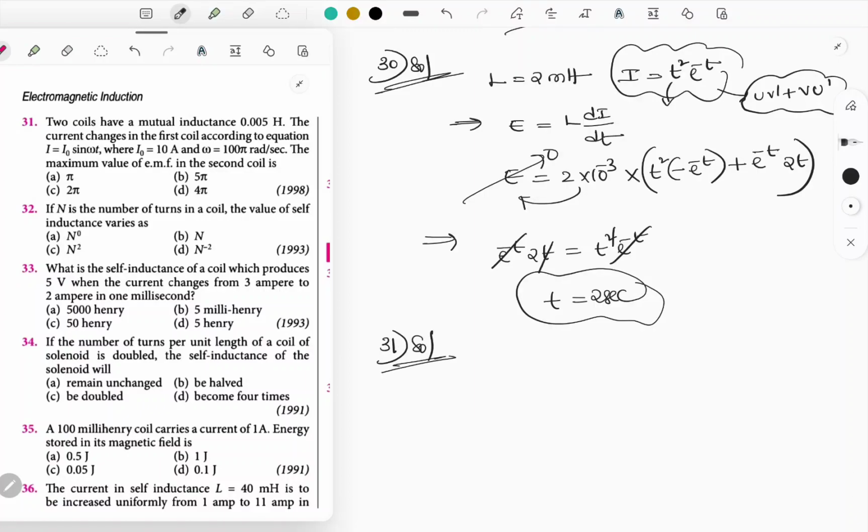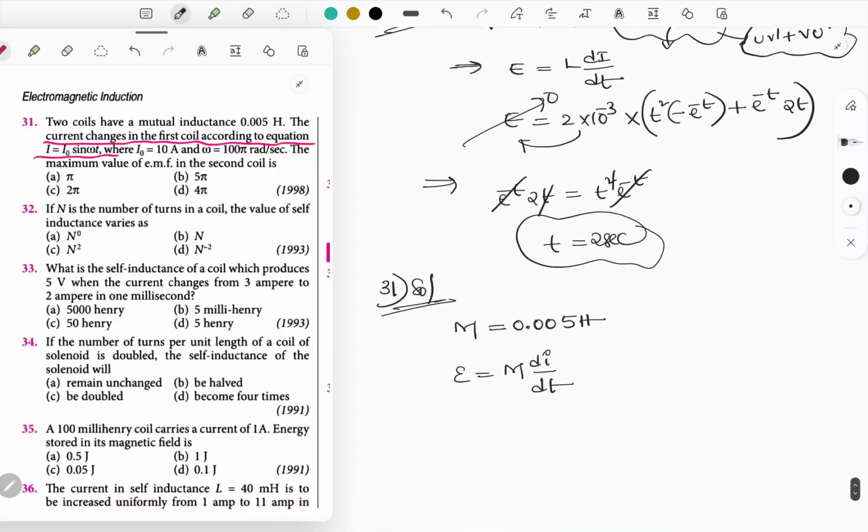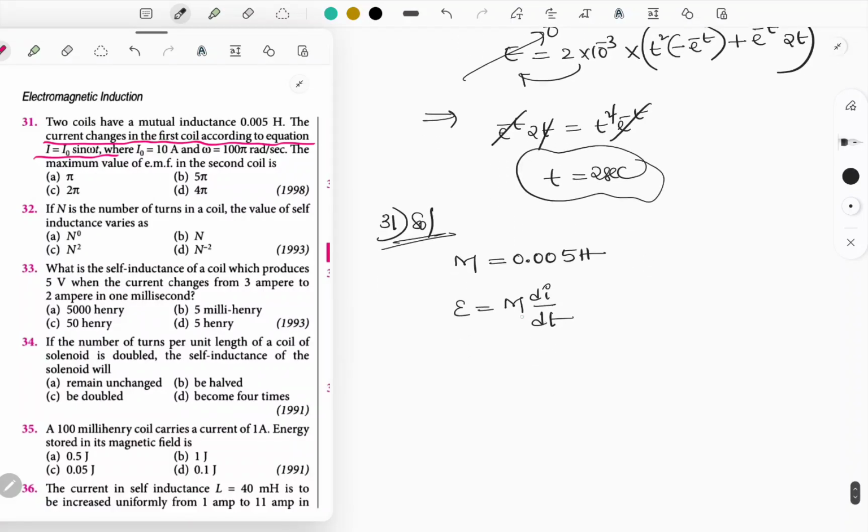Two coils have mutual inductance M, which is equal to 0.005 henries. The general formula for induced EMF in terms of mutual inductance is M into di by dt. So current changes in the first coil according to the equation I = I naught sin omega t, where I naught is equal to 10 ampere and omega is 100 pi. The question they are asking is the maximum value of EMF in the second coil.